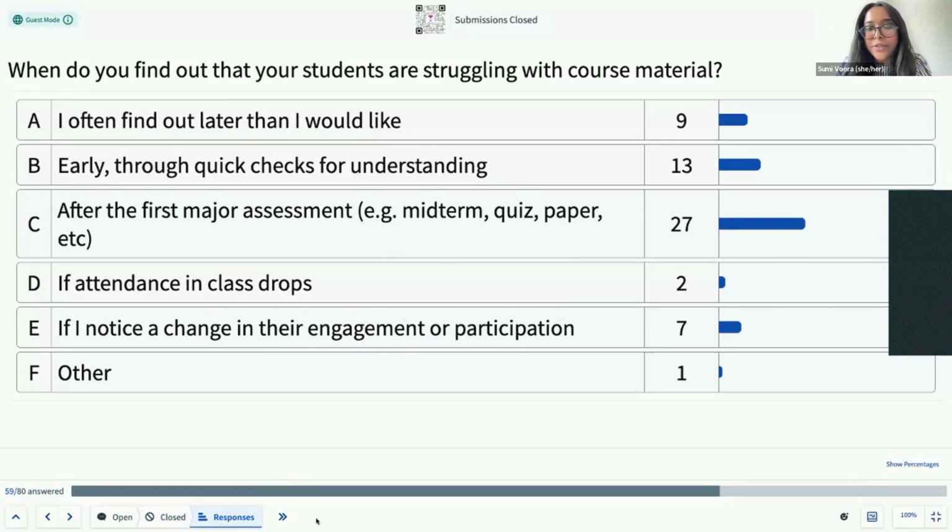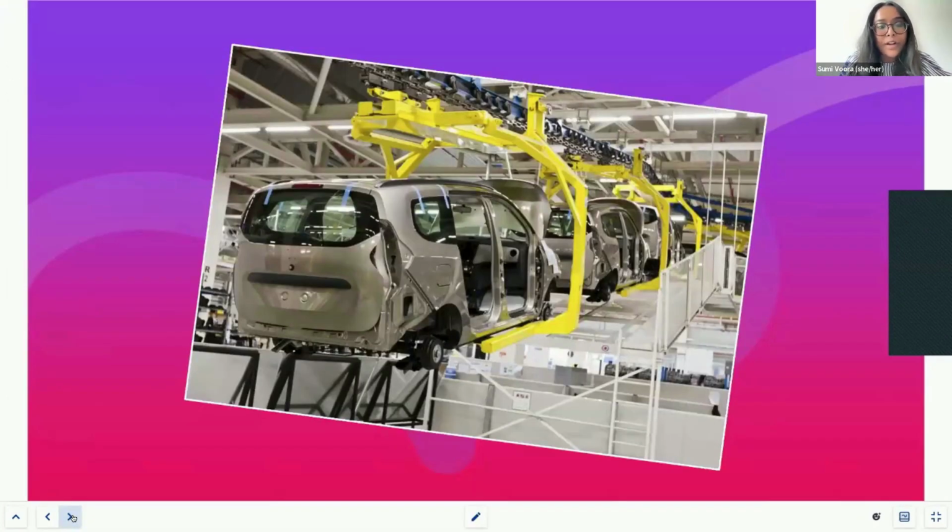Interesting. So we have some pretty mixed results here, but I'm seeing a common trend where most folks are seeing that first level of major insight in terms of where students are struggling after the first exam or the first major assessment in the course. So before we dive into what that means in the world of higher education a little bit more, I want to look at an example in the business world.